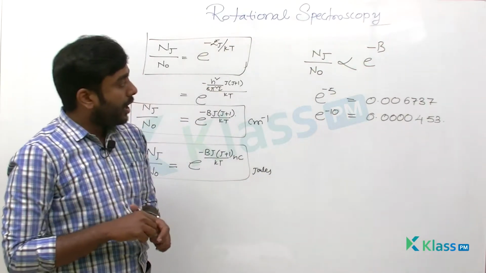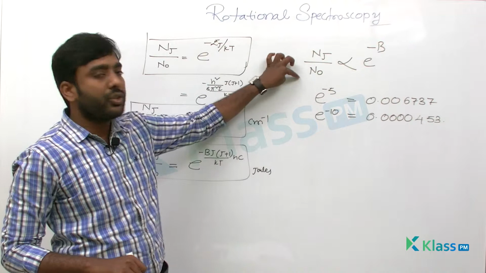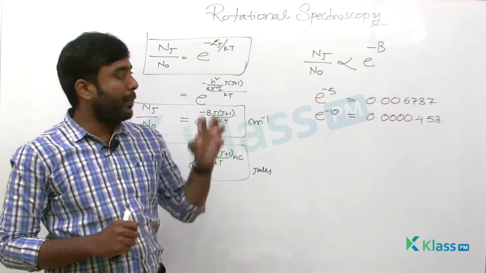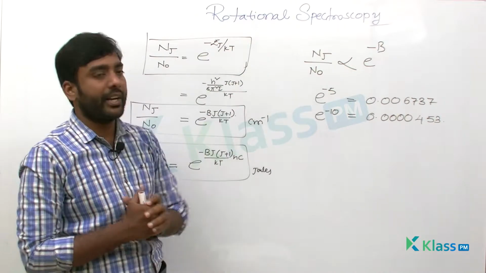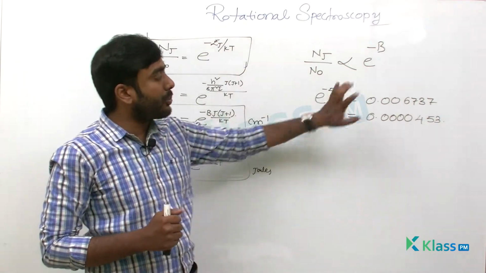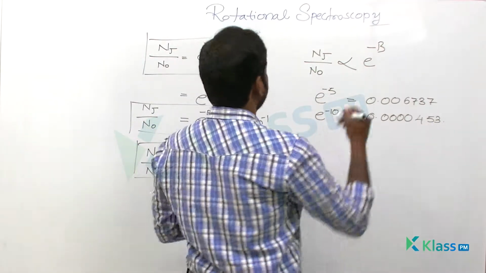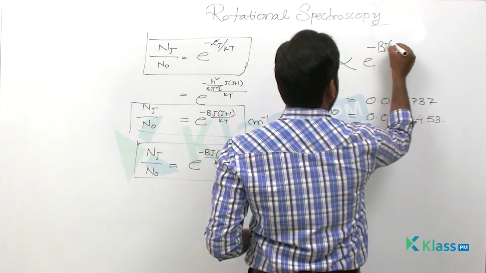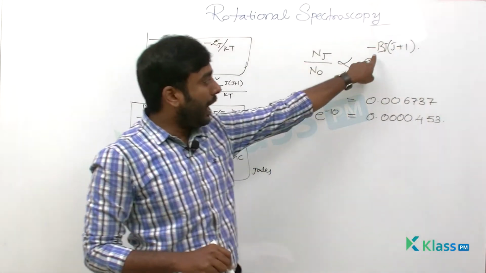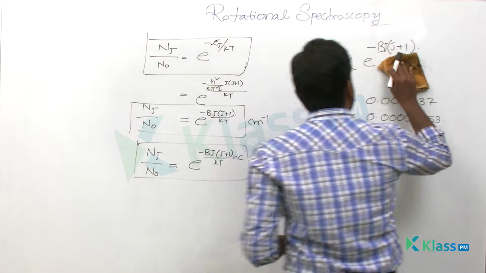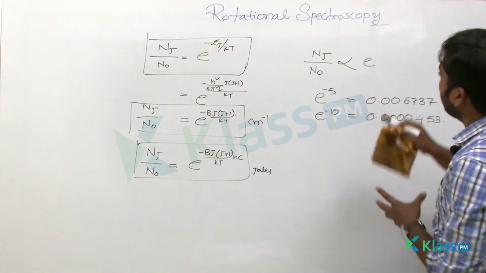So for this what I calculated is e to the power of minus 5, e to the power of minus 10. So here you can observe the population at the different energy levels as compared with the ground energy level. The relative population ratio of the molecule is directly proportional to e to the power of minus b. E to the power of minus b, generally you can take it as j into j plus 1. Okay, b is already constant.